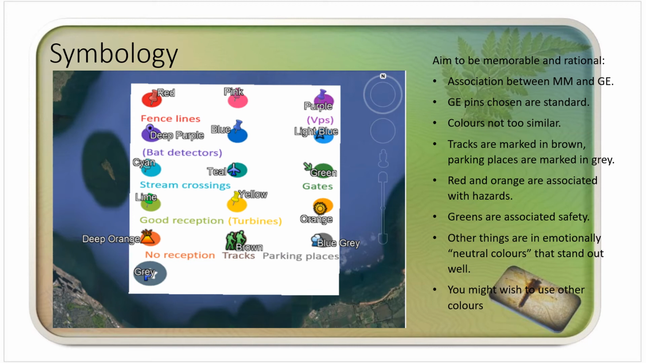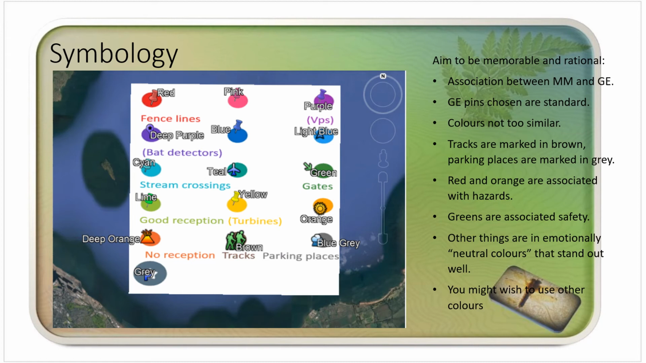You can associate features with physical properties of what they mark. Tracks are marked in brown, like the dirt of a track, and parking places are marked in grey, like tarmac. Red and orange I associate with hazards, e.g. boundaries to cross, or a lack of phone reception. Greens are associated with safety, e.g. gates and good reception. Other things are in emotionally neutral colours, and I can't think of a theme for them.